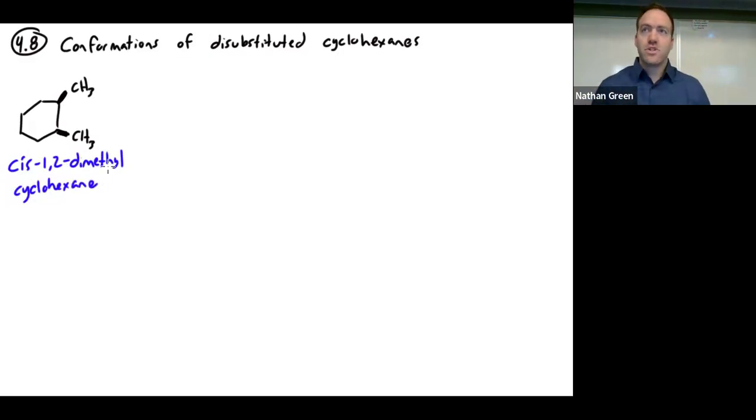I want to draw 2 chair forms of cis-1,2-dimethylcyclohexane. Remember, we have to draw the chair forms because I'm trying to figure out, are they axial or are they equatorial? And that is impossible to tell from this structure. This structure cannot convey axial versus equatorial. It depends on where you draw them. So the thing I recommend you always do when you're drawing 2 chair forms is draw them blank and then fill them out like a worksheet.